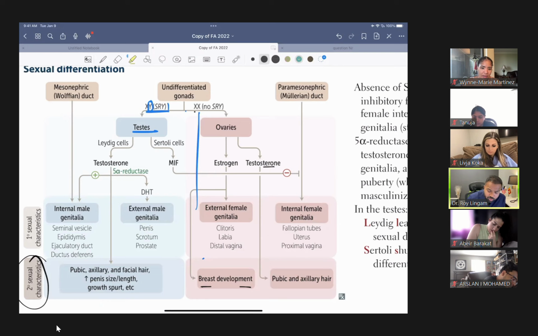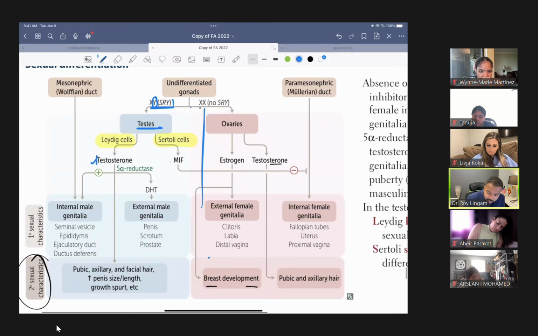Testis has two types of cell, that's a must. Leydig cell and Sertoli cells. You cannot forget those things, folks, okay? Leydig cells and Sertoli cells. Leydig cells produce testosterone. Sertoli cells do not produce testosterone. Sometimes they ask you in a step 1 exam, literally which cell produces testosterone, and we don't know that. It's Leydig cells.